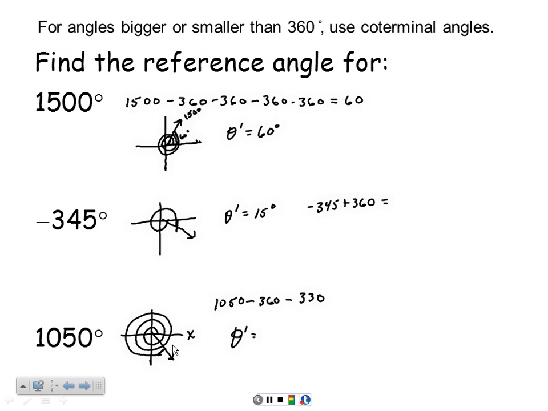So a lot of things for reference angles. So we're looking for this angle here. So what I'm going to do is I'm going to do 360 minus 330, and that's going to be 30 degrees. So my reference angle is going to be 30 degrees.